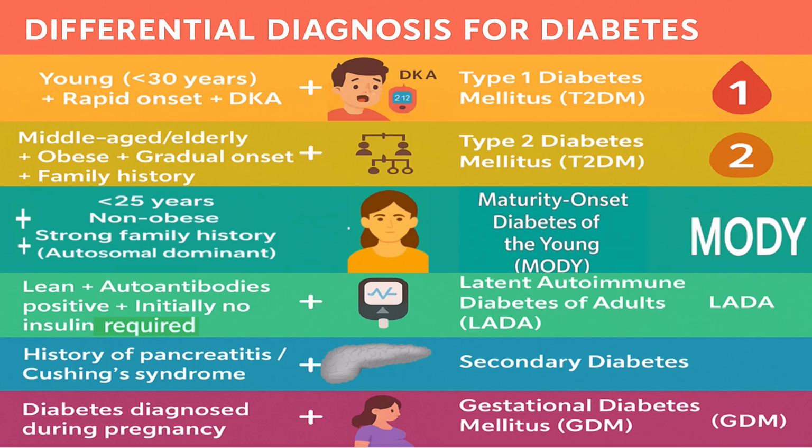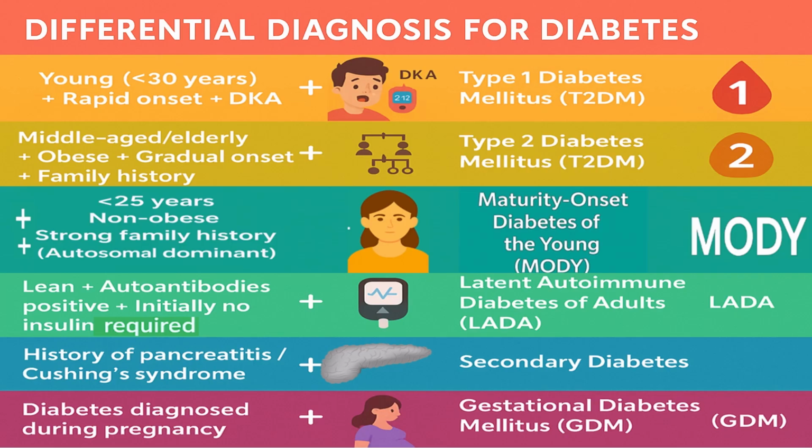Moving on to secondary diabetes. This type arises due to identifiable causes like a history of pancreatitis, pancreatic surgery, hemochromatosis, or endocrine disorders like Cushing's syndrome or acromegaly. Chronic steroid or antipsychotic drug use can also lead to secondary diabetes. Here, the clinical context provides important diagnostic clues.